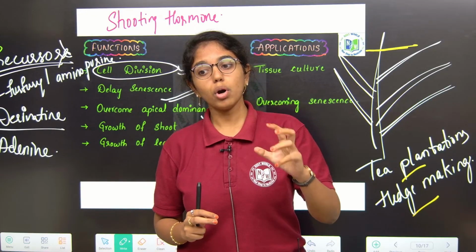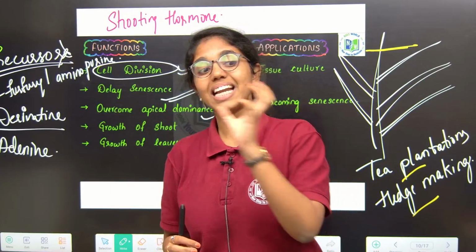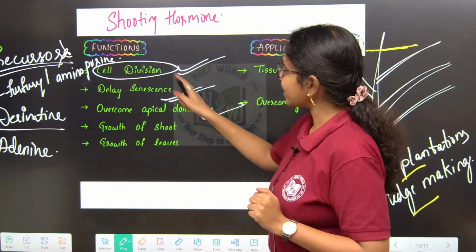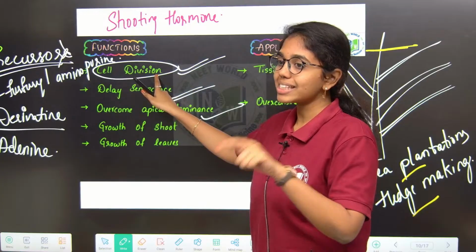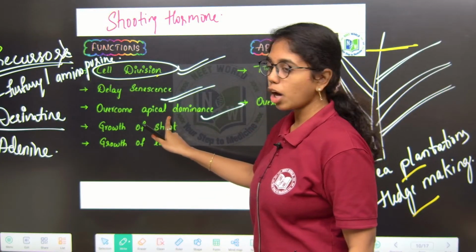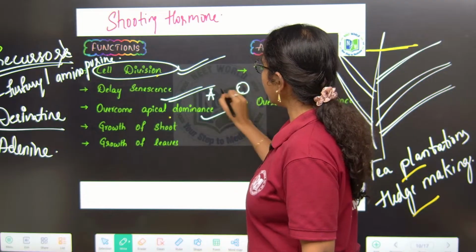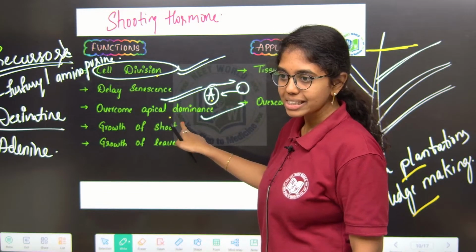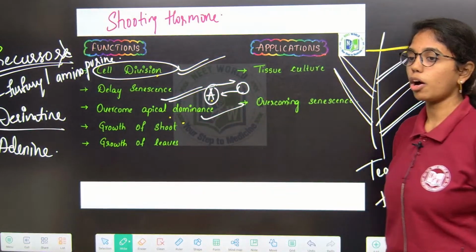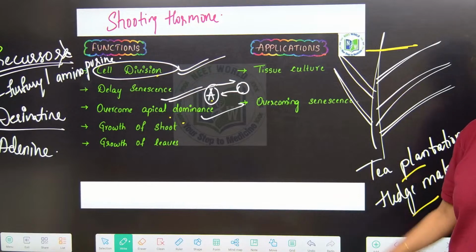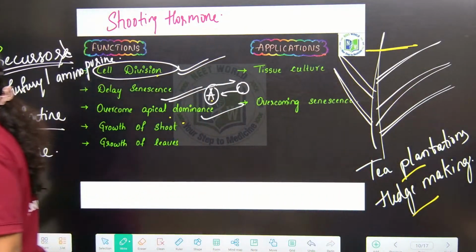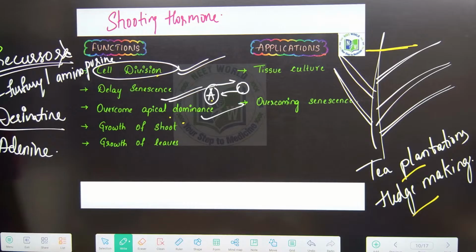Synergistic function: two or three, multiple hormones showing a similar, same effect on a function. For example, if you take cell division, both auxin and cytokinin are synergistic in function. If you take apical dominance, auxin and cytokinin are antagonistic to each other. Auxin is promoting the apical dominance, cytokinins will inhibit the apical dominance. Understood? Any doubt? Take down synergistic and antagonistic effect. Done?